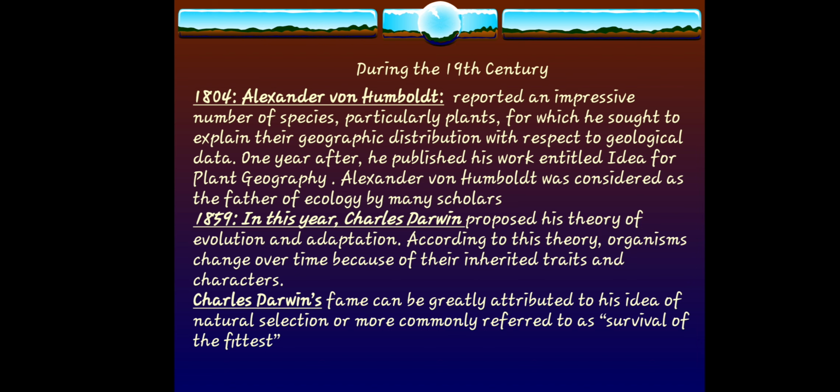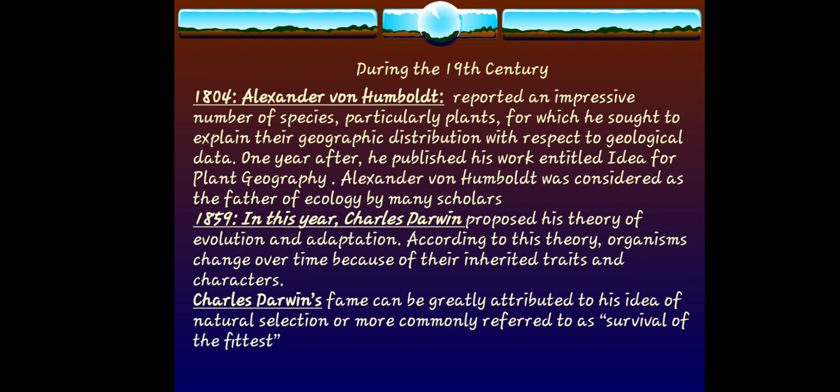So during the 19th century, in 1804, Alexander von Humboldt reported an impressive number of species, particularly plants, for which he sought to explain their geographic distribution with respect to geological data. One year later, he published his work entitled Idea for Plant Geography. So Alexander von Humboldt was considered the father of ecology by many scholars. Okay, always remember that one. Always take note of who the persons or fathers behind a certain field are. So for ecology, Alexander von Humboldt is the father of ecology.